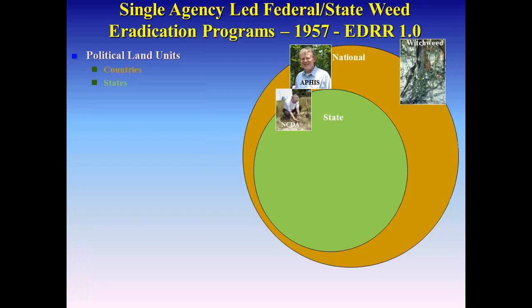So I wanted to start out by just giving you an overview, because some of you, I can see from the list, a lot of you are new, and exactly how we got to this new strategy of the landscape approach to early detection and rapid response. It starts with the single agency-led weed eradication programs in 1959, with witchweed eradication here in the Carolinas. And basically, these are state and federal noxious weeds, and they're basically run by a single agency or two. Usually the federal government and the state governments cooperate to run these programs, and witchweed was the first one in our modern weed control era.